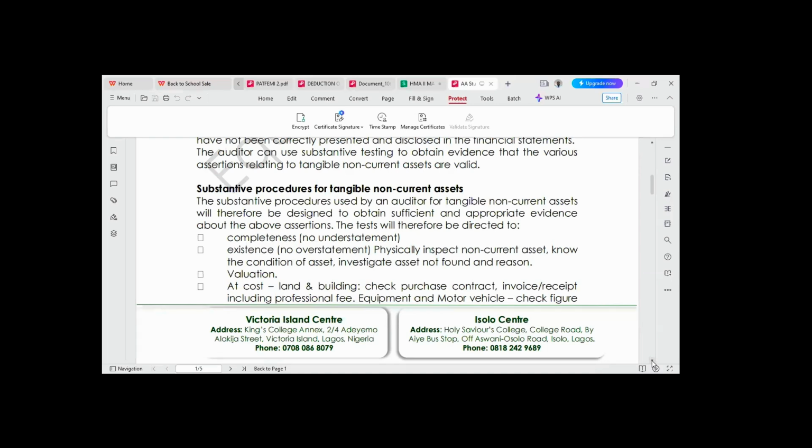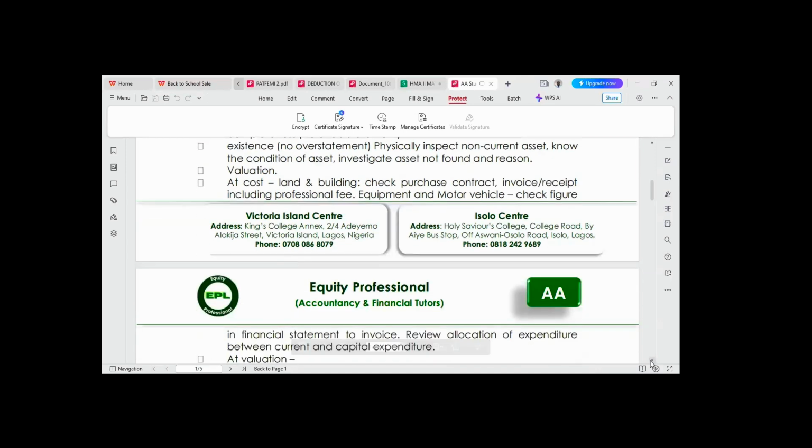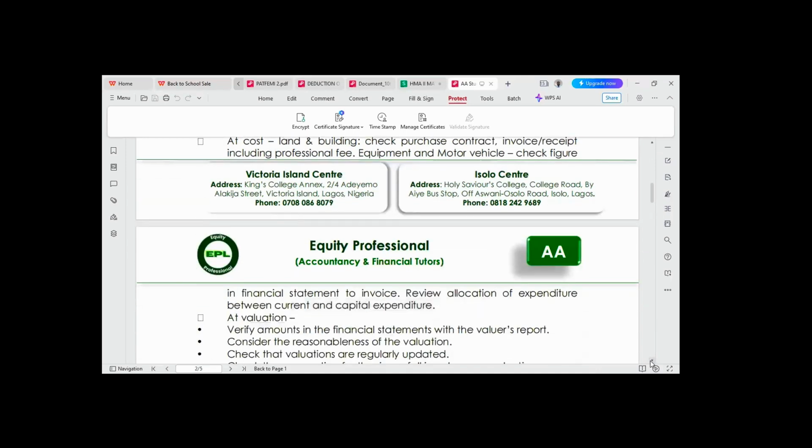In the case of property, plant, and equipment and motor vehicles, the auditor will check for the document of purchase. And aside from the document of purchase, the auditor will also request for other incidental costs that can be attributable to putting those assets to use. Remember your IAS 16. That is not only the cost of purchase, but other incidental costs that can be attributable to putting the assets to use.